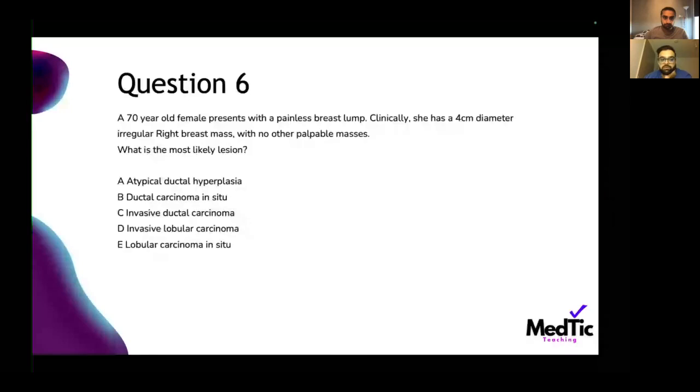Okay, so question 6, my penultimate question. You've got a 70-year-old female presenting with a painless breast lump. Clinically, she has a 4 centimeter diameter irregular right breast mass with no other palpable masses. What is the most likely lesion? Is it atypical ductal hyperplasia, DCIS, invasive ductal carcinoma, invasive lobular carcinoma, or lobular carcinoma in situ? Again, another tougher question.